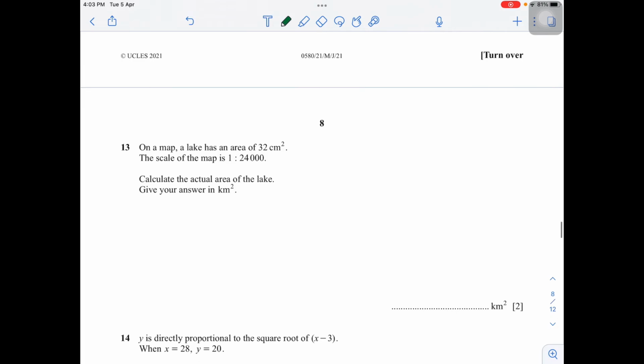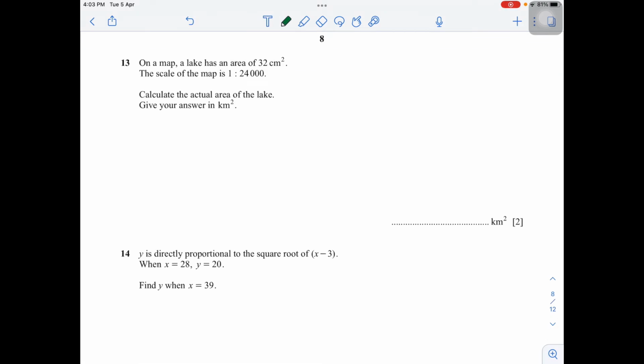It says, on a map, a lake has area 32 square centimeters. The scale of the map is 1:24,000. Calculate the actual area of the lake. Give your answer in square kilometers. Now, the linear scale, one-dimensional scale, is map and land. Map is 1, land is 24,000. Right? Now, area is 32. Area is 2D. So I have to change this 1D into 2D. How do I change it?